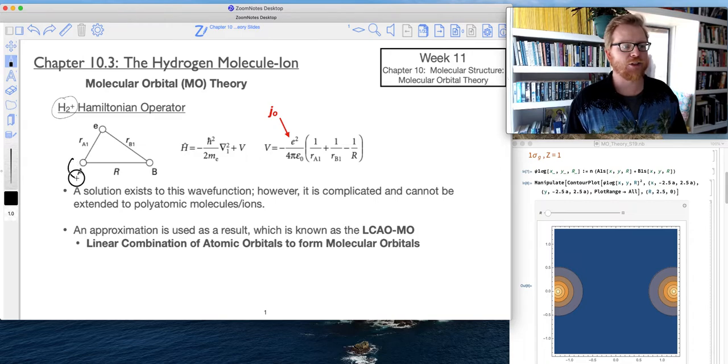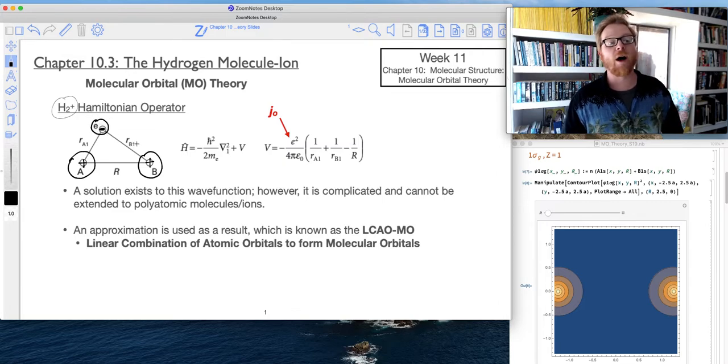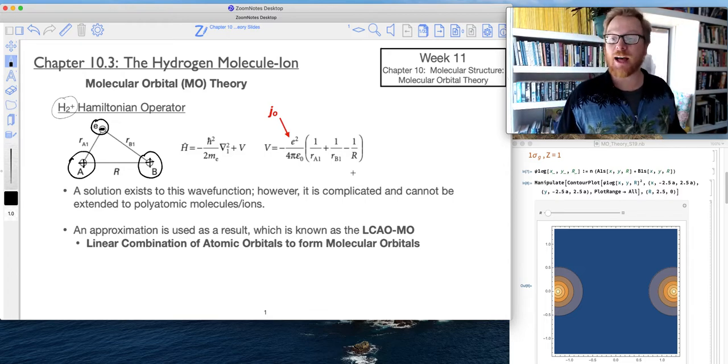We've got one hydrogen atom right here with a positive charge in the center. Call it atom A. And then here we've got another hydrogen atom. We'll call it atom B. And that, of course, also has a positive charge right here. And both of these atoms are sharing one electron. So it's the H2 plus molecule.